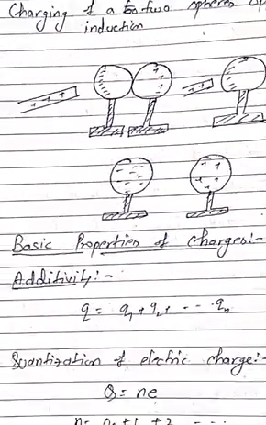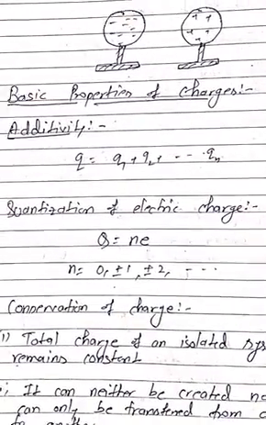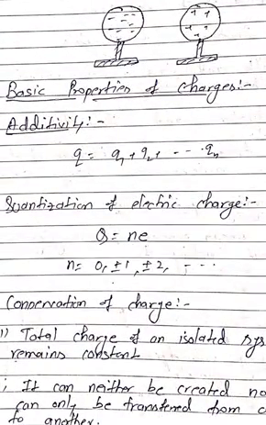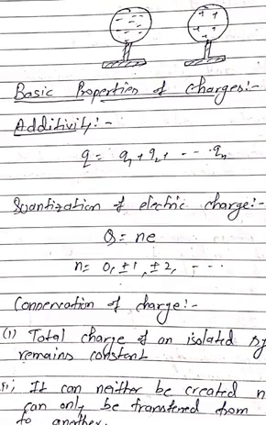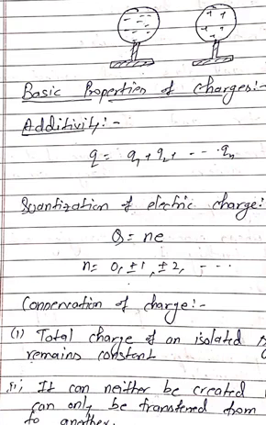Okay, now the next topic is the basic properties of charges. Charges have some basic properties, because for further study we must go through these first. The first one is additivity. How can we add charges? We can add them simply by the algebraic method: q1 plus q2 plus dot dot dot qn, where n is the number of charges.